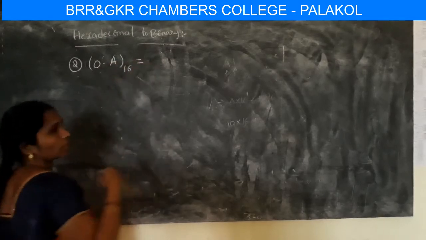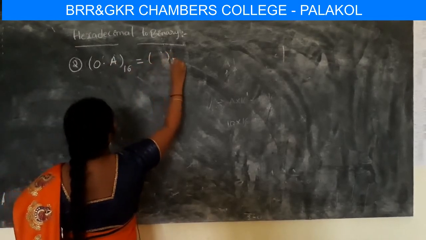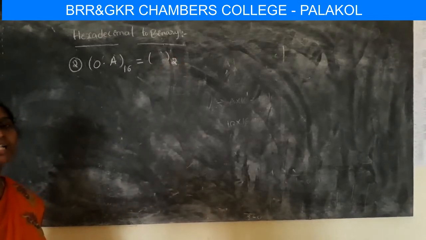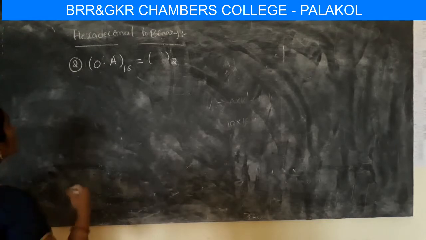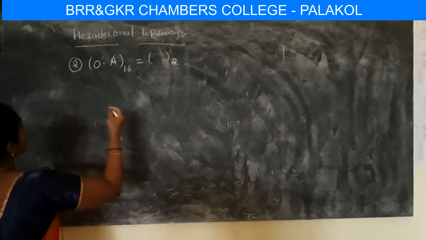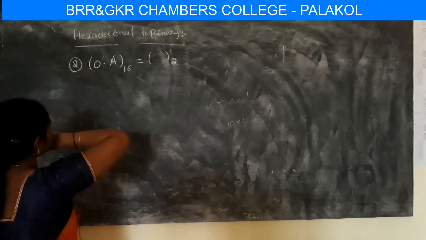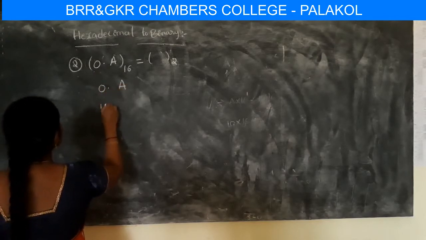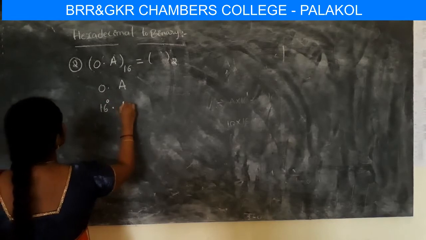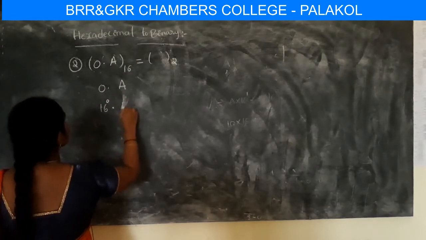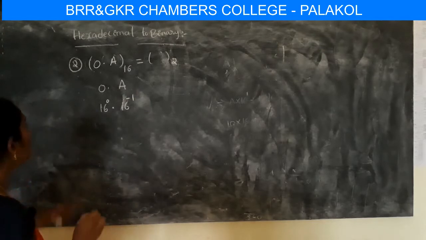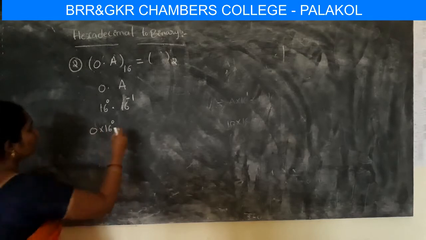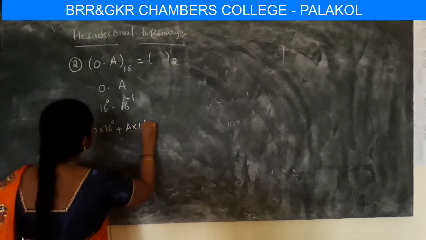Here this number is converted into binary. What is the first step? First that hexadecimal value is converted into decimal. So this is 0.A. Here this is 16 power 0 and this is 16 power minus 1. So 0 into 16 power 0 plus A into 16 power minus 1.